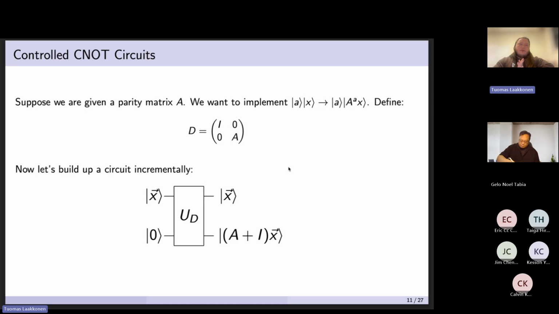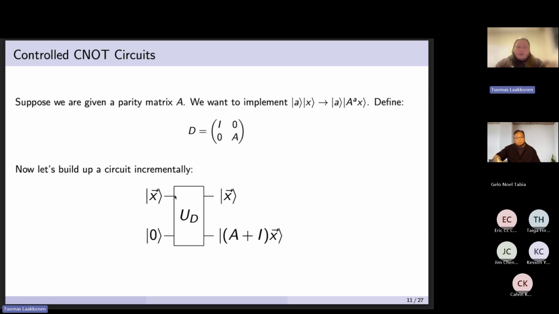And so I'm going to show this construction of how to do a controlled CNOT circuit in T-depth 1. Suppose we're given a parity matrix A, and we want to implement the transformation that takes ket a, x to ket a, and either A to the a times x, or just x, depending on the value of the control qubit, which is a. To do that, I'm going to define a bigger matrix D, which is a block matrix where the top left block is the identity and the bottom right block is the parity matrix A that we want to implement. Now we can build up a circuit incrementally and see how the whole circuit will work.